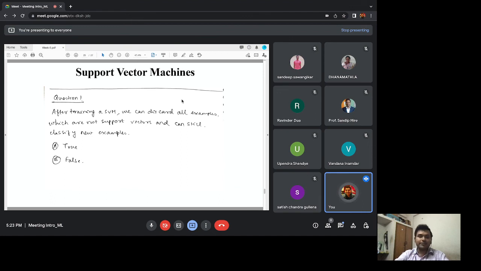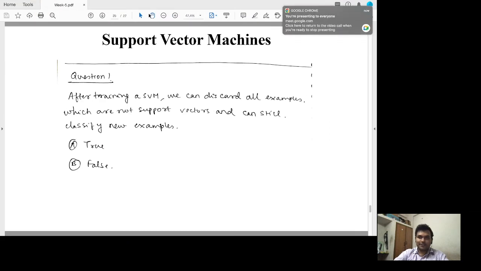So the first question is: after training an SVM, we can discard all examples which are not support vectors and can still classify new examples. Is it true or false? Looks like true, sir. Does anybody think that this is false? Yes, it is true. Great, that means you have got some idea about SVMs at least.